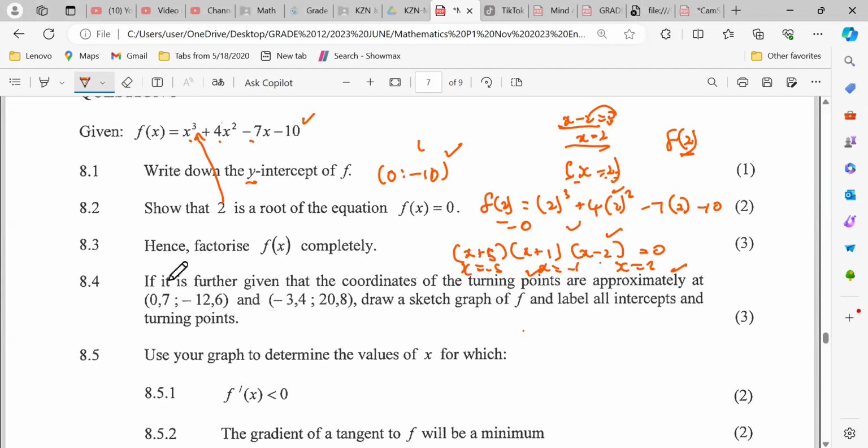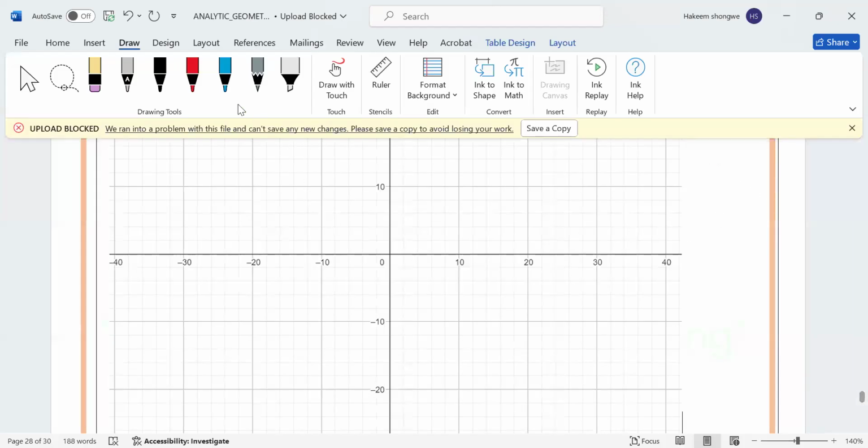Next, it is further given that the coordinates of the turning points are approximately (0.7, minus 12.6) and then (minus 3.4, 20.8). Draw a sketch and label the intercepts and the turning points. So let's do this then. What are we going to have? We have the x-intercepts. Let's start with the x-intercepts. What are the x-intercepts, number one?